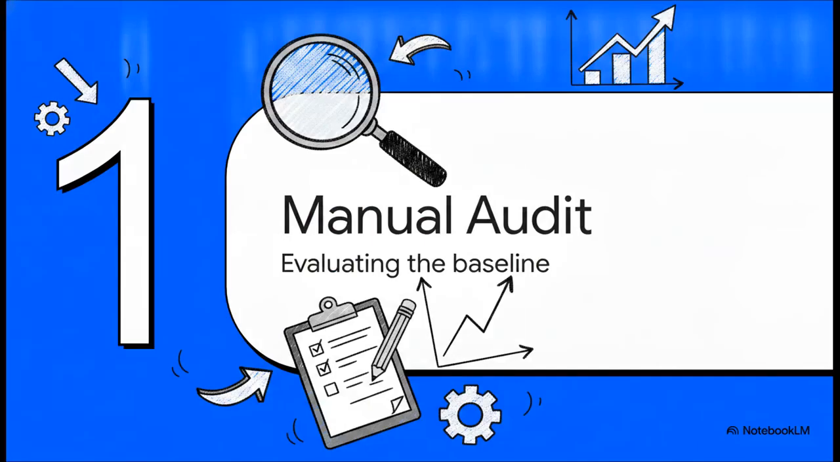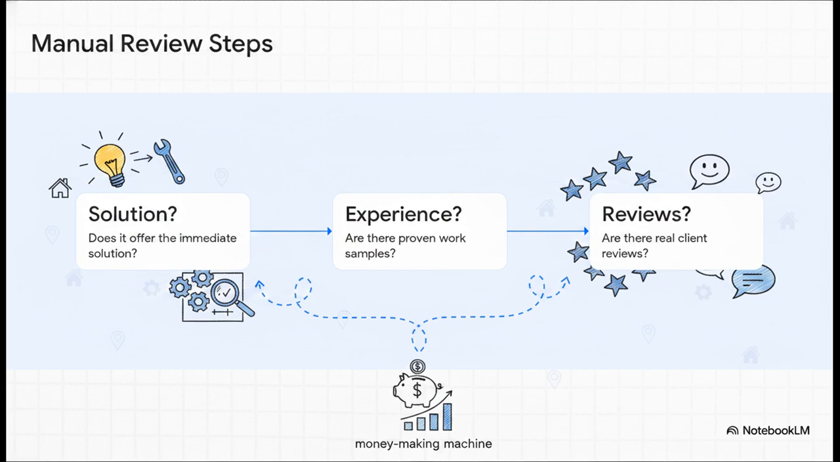Phase 1. Start with a manual audit, evaluating the baseline before starting SEO. Listen, before ranking for kitchen drain cleaning, ensure your site is a money-making machine by adding trust signals and proven work samples. Honestly, before you even touch any technical SEO, you absolutely must manually review the client's website. You have to know it can actually convert a visitor into a paying customer, right?